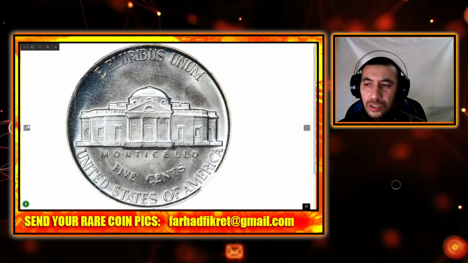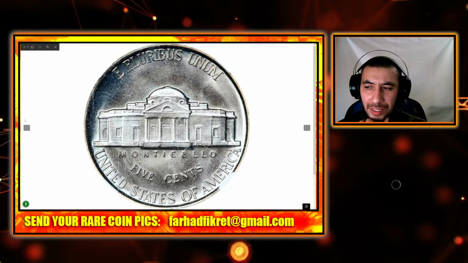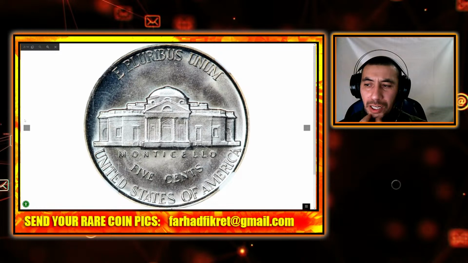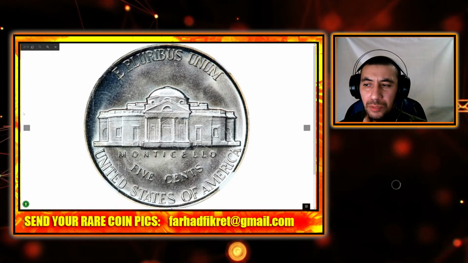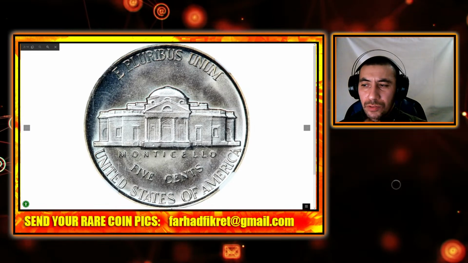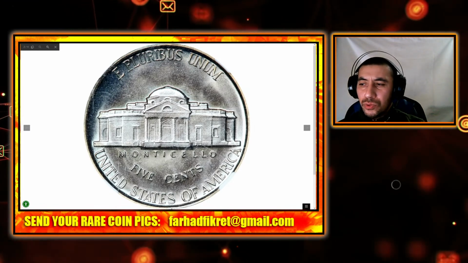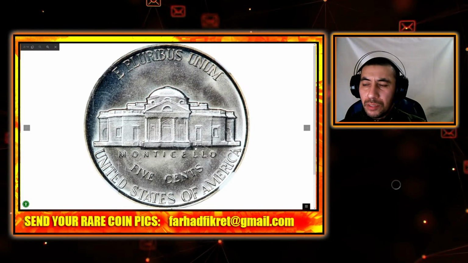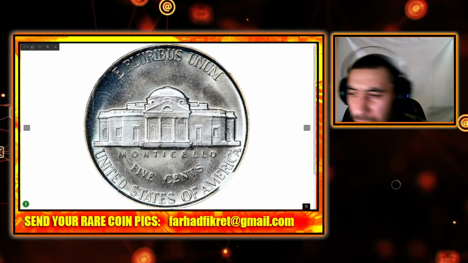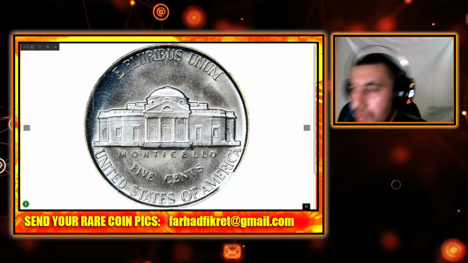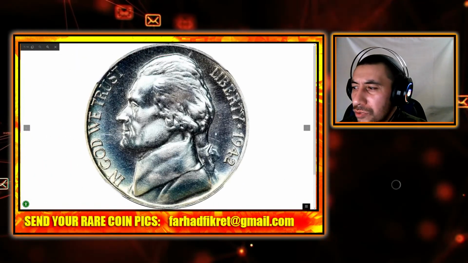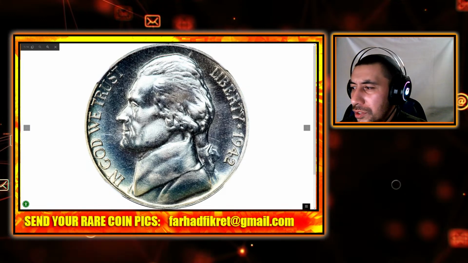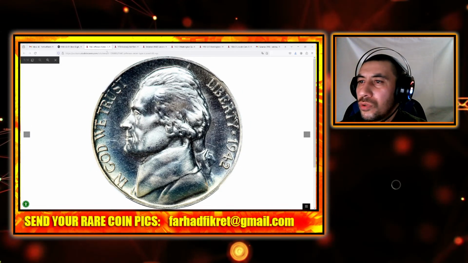So it's very pristine dies that strike this coin. Therefore, we get sharply struck motifs, including full steps visible and separated on Monticello. So I'm sorry for considering this as a mint state coin. It is actually a proof coin.